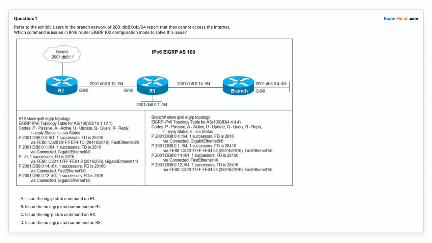Option A. Issue the EIGRP stub command on R1. Option B. Issue the no EIGRP stub command on R1. Option C. Issue the EIGRP stub command on R2. Option D. Issue the no EIGRP stub command on R2. Choose the correct answer. Correct answer is Option B. Issue the no EIGRP stub command on R1.